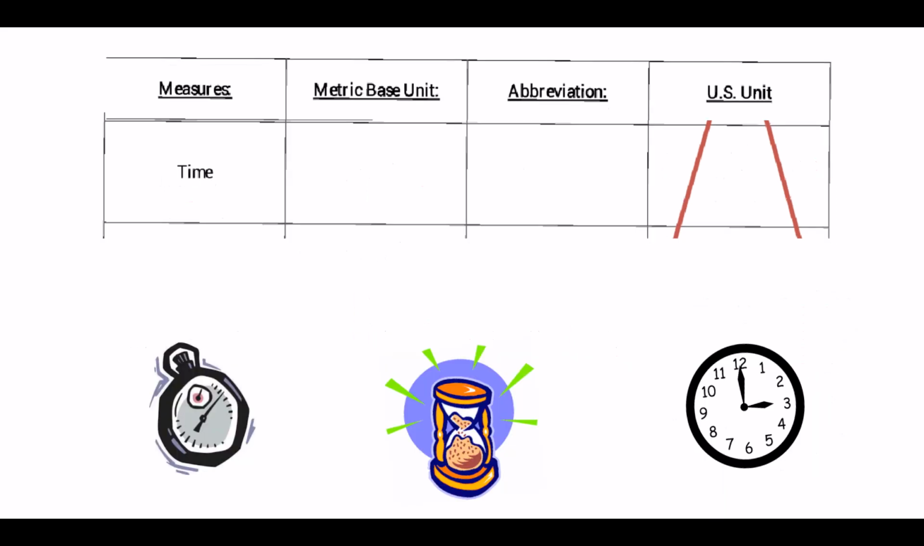Time is one of those things that is universal to us. Our base unit for time, though, is going to be seconds, which we abbreviate S. And there is nothing that we put in for the US unit because time is universal across the entire globe.